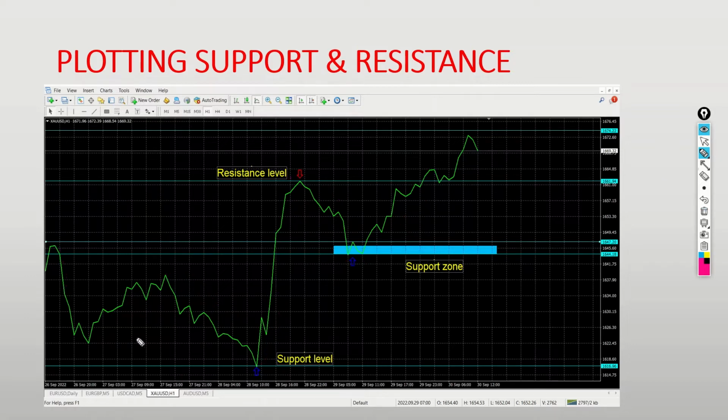The reason we use line charts is because line charts will not show us the very low price levels that the market tried to hit.